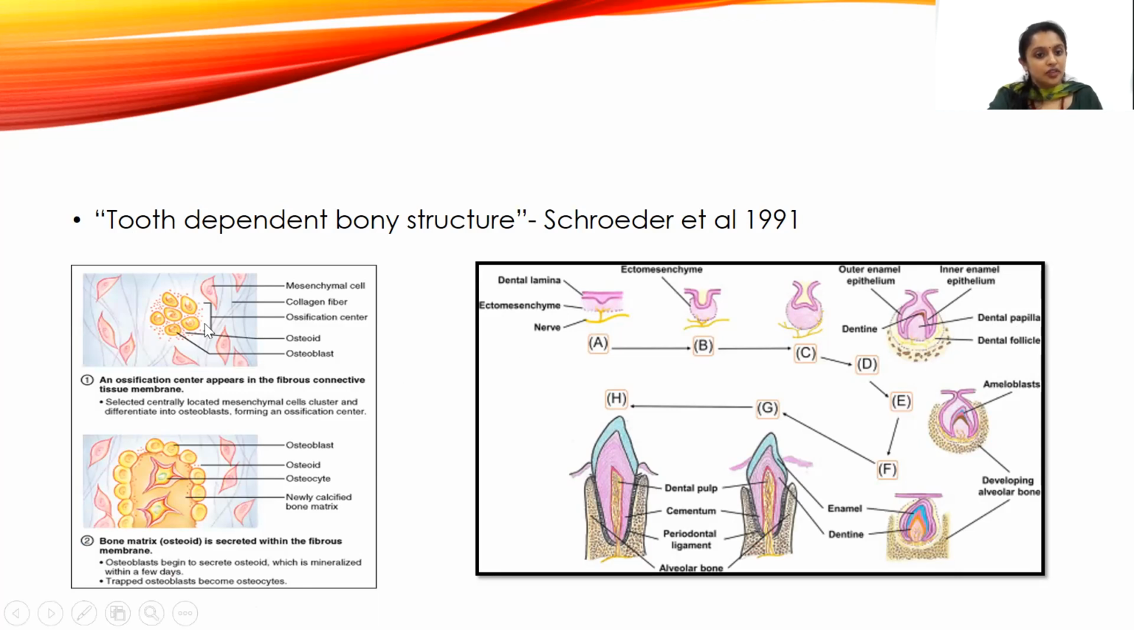So as a result, an ossification center will appear in the fibrous connective tissue. The selected centrally located mesenchymal cells will cluster and differentiate into osteoblasts, forming an ossification center. Now, the bone matrix or osteoid is secreted within this fibrous membrane. The osteoblasts will begin to secrete the osteoid, which is mineralized within a few days. The trapped osteoblasts will finally become osteocytes.